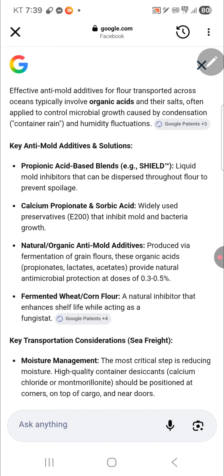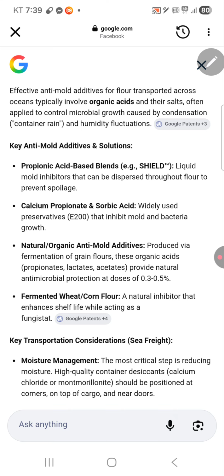Effective anti-mold additives for flour transported across oceans typically involve organic acids and their salts, often applied to control microbial growth caused by condensation, container rain, and humidity fluctuations. So, organic acids. Key anti-mold additives and solutions.